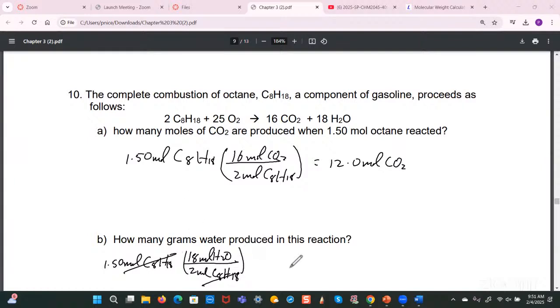So that would mean you have to multiply this by another conversion factor, right? So what would be in this conversion factor? What would be the numerator and what would be the denominator in this case?